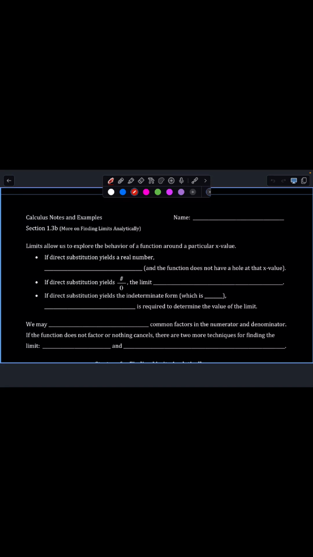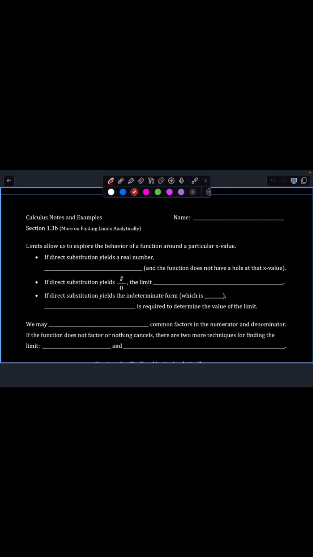How to do it analytically, so algebraically, okay? Awesome. It's not very difficult. It's pretty easy, as long as you follow a few steps, okay? So, a limit allows us to explore the behavior of a function around a particular x value.